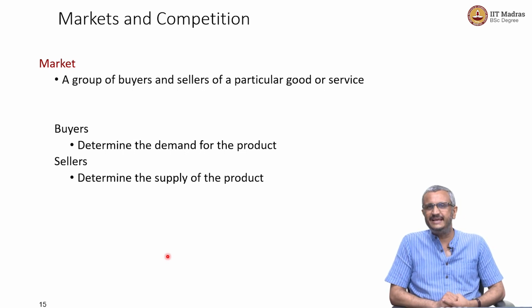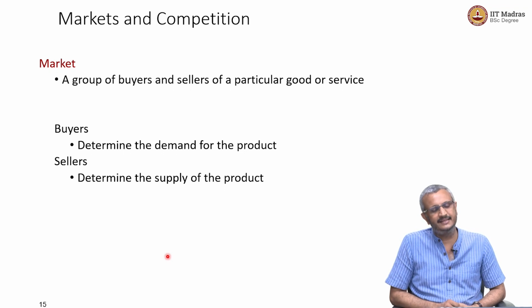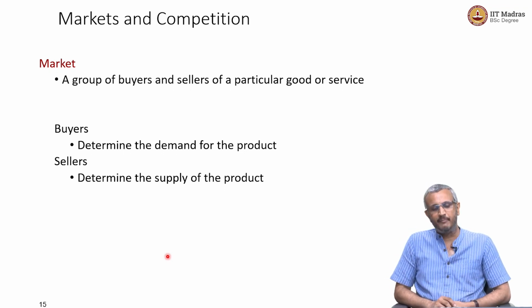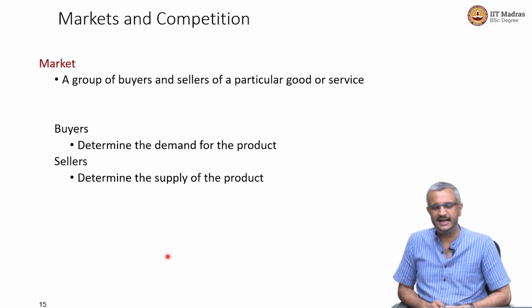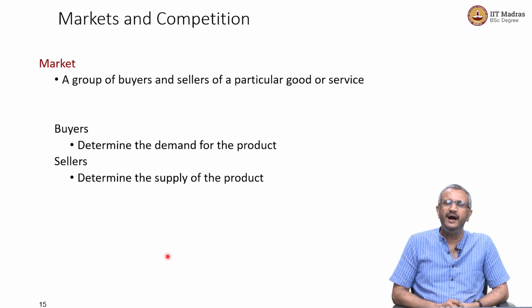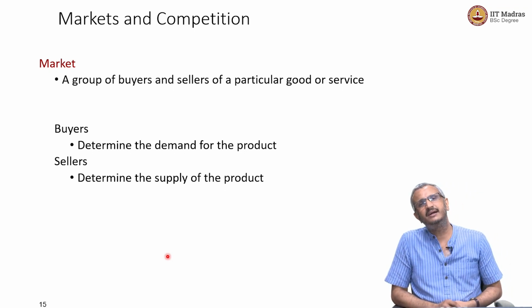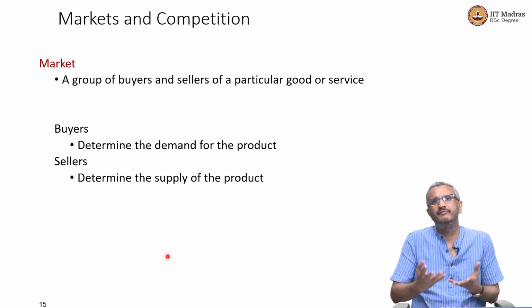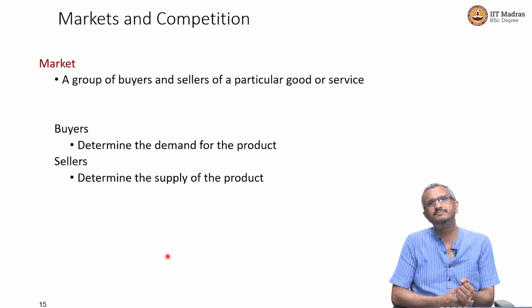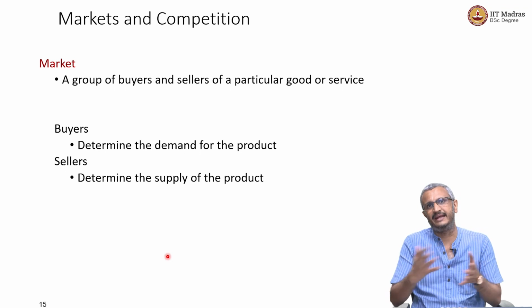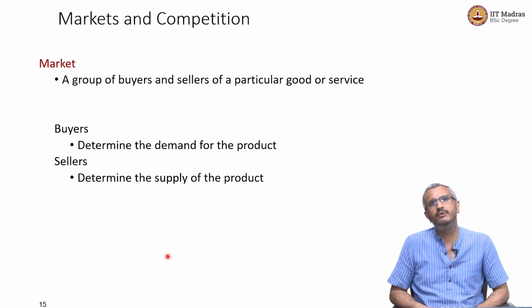So there are two agents in a market, there is a buyer and there is a seller. Buyers determine the demand for the product and sellers determine the supply. And depending on the demand and supply conditions, markets have different kinds of mechanisms with which they equilibrate this. And that is exactly what we want to know.